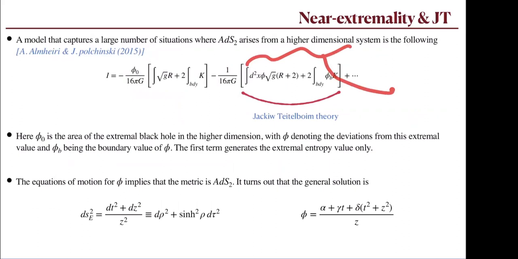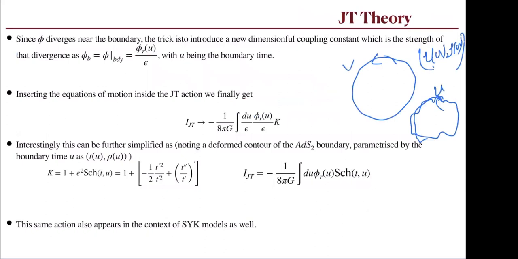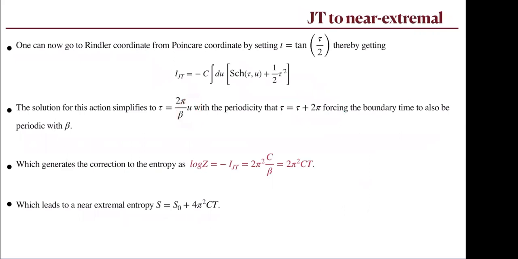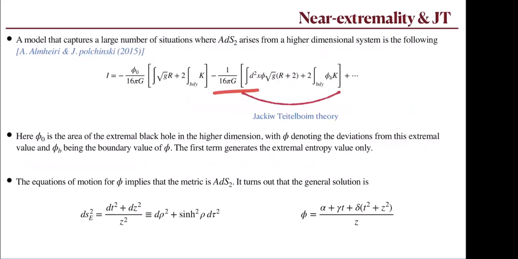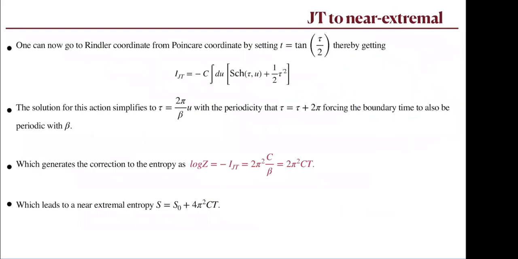So the point is, you start with a higher dimensional theory, dimensionally reduce it, and you get the background solution. The background solution is basically your horizon radius and all those things. Partnered with your background solution, you'll get a JT action kind of thing. And this JT action has a connection with the periodicity of the boundary time, which gives you a thermal circle. So for that, the 2 pi squared T term comes, which finally leads to the near extremal entropy, 4 pi squared CT, sorry. This 4 comes because here I wrote 16 pi G, and here I just took 8 pi G. So that's the factor 2 mismatch, but it's fine. This is the way you normally calculate your near extremal entropy, starting from an extremal situation.